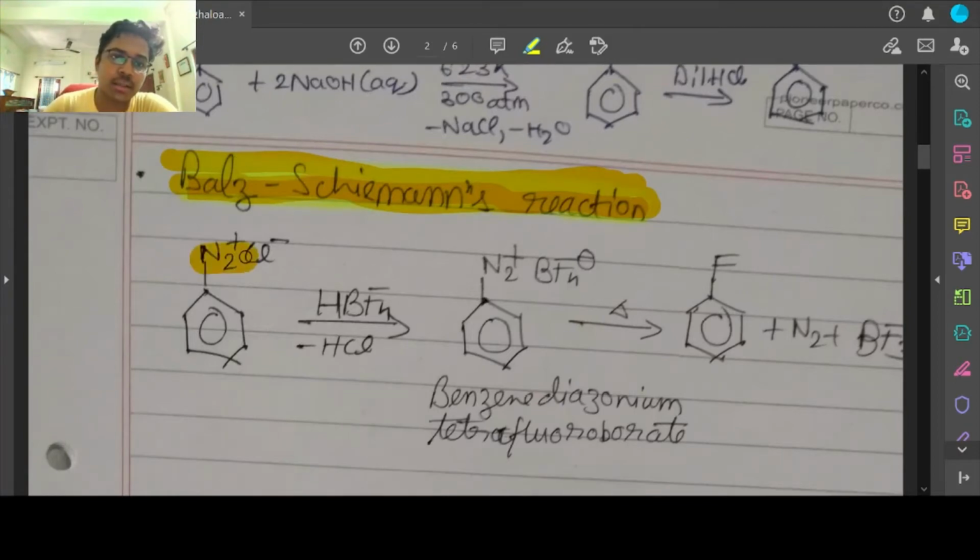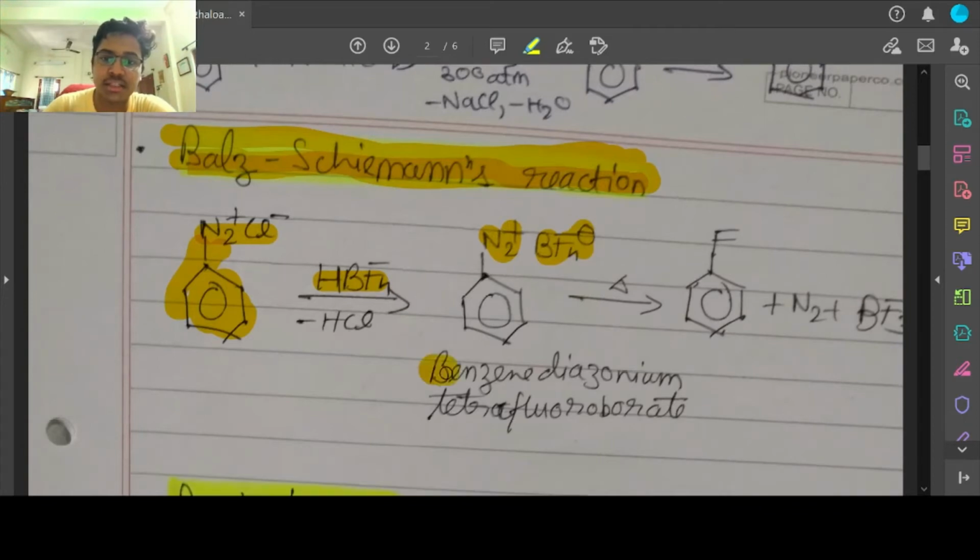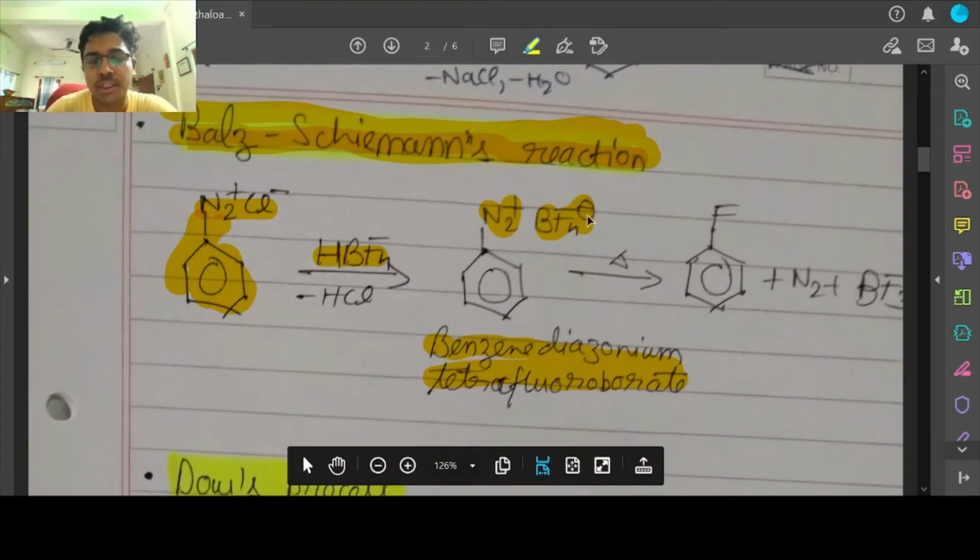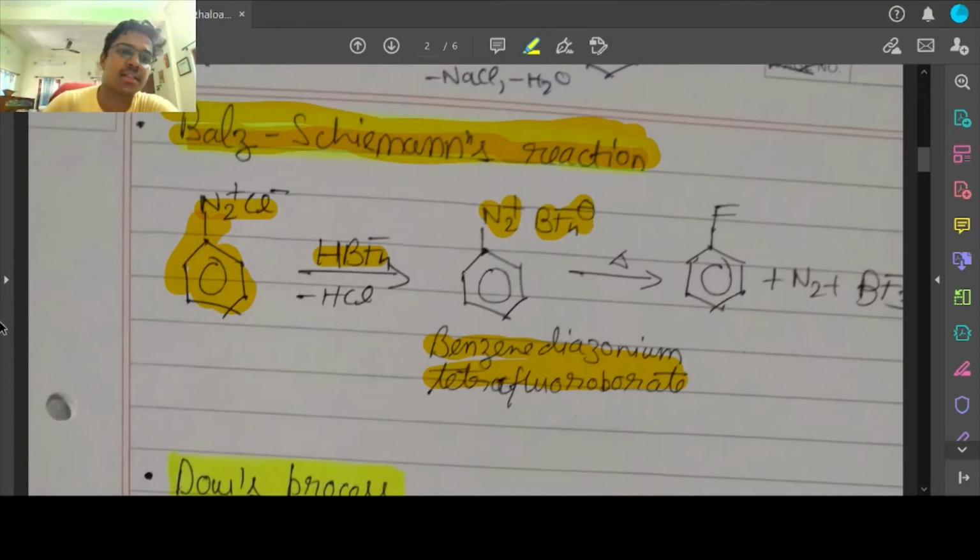Again, this compound, as we know, is benzene diazonium chloride: benzene ring, N2 plus Cl minus. In the presence of HBF4, it gives N2 plus BF4 minus. So it is benzene diazonium tetrafluoroborate. You don't need to remember the name, just remember the compound, because from the compound we can derive the name. Since it was benzene diazonium chloride, this is the benzene ring, this is diazonium, and this is chloride.